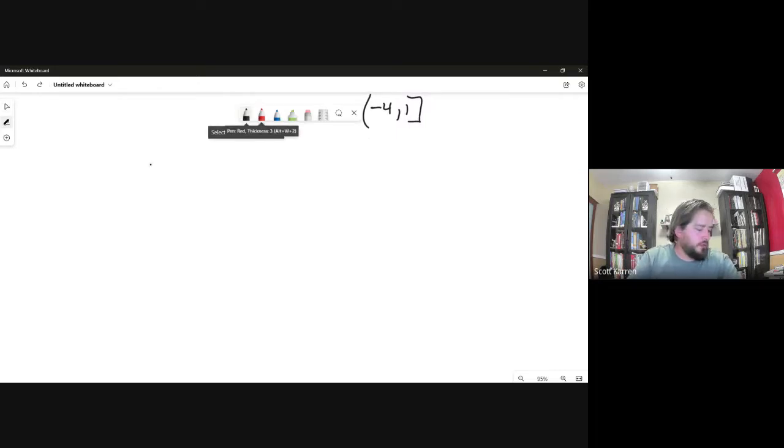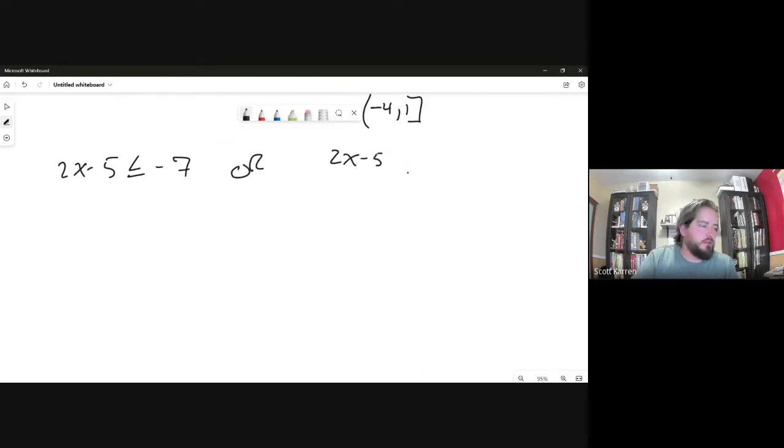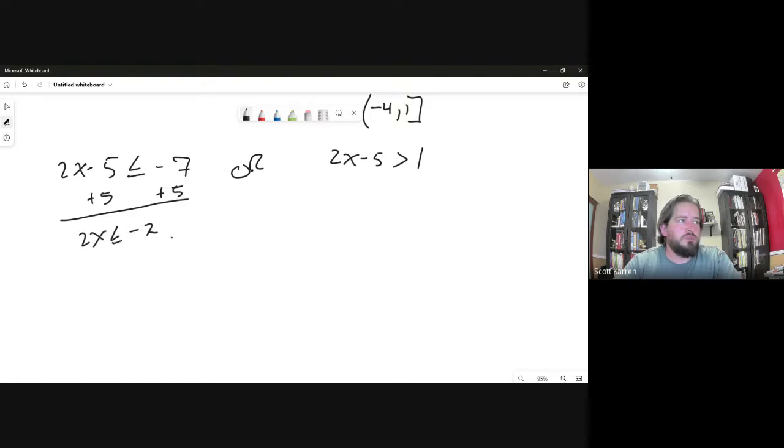An or looks like, where's my marker? 2x minus 5 is less than or equal to -7, or 2x minus 5 is greater than 1. So again, I'm going to solve both of these individually. So I'll add 5 to both sides here. That gives me 2x is less than or equal to -2. Divide each side, and I have this one down to x is less than or equal to -1.